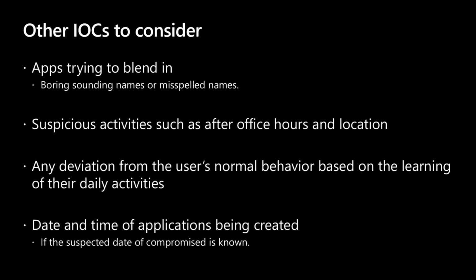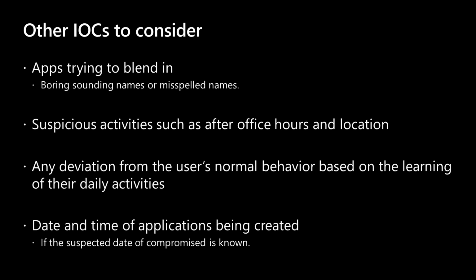So apps trying to blend in, things that are suspicious, such as consenting to applications at weird hours. People are consenting to stuff they shouldn't normally consent to. This is just the typical spam type of stuff. So these are some of those indicators of compromise to look for, looking away from their daily activities. This is just kind of the traditional blue team question of what should you look for from an attack perspective. Now, a really interesting thing here is the date and time.